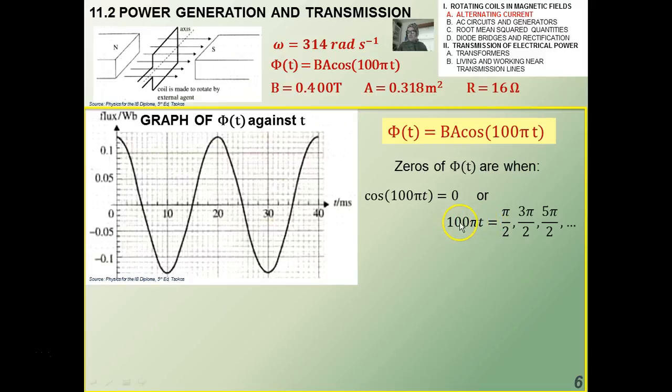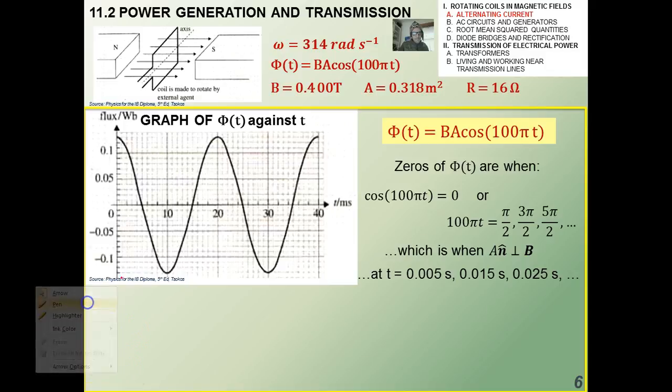So if you set 100 pi t equals pi over 2, for example, and solve for t, and do the same thing when you set it to 3 pi over 2, 5 pi over 2, you get the following times: 0.005 seconds, 0.015 seconds, and of course that corresponds exactly to this graph. Here's the 0. Let me get my pen here. So here's the 0 right here, here's another 0, pretty cool.